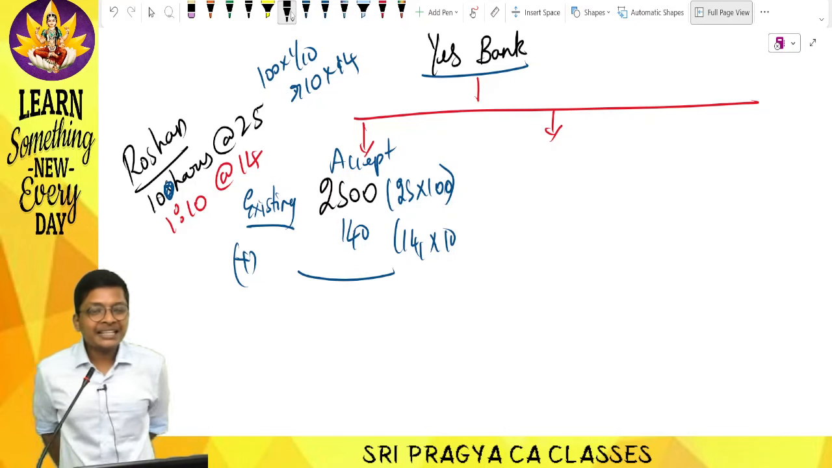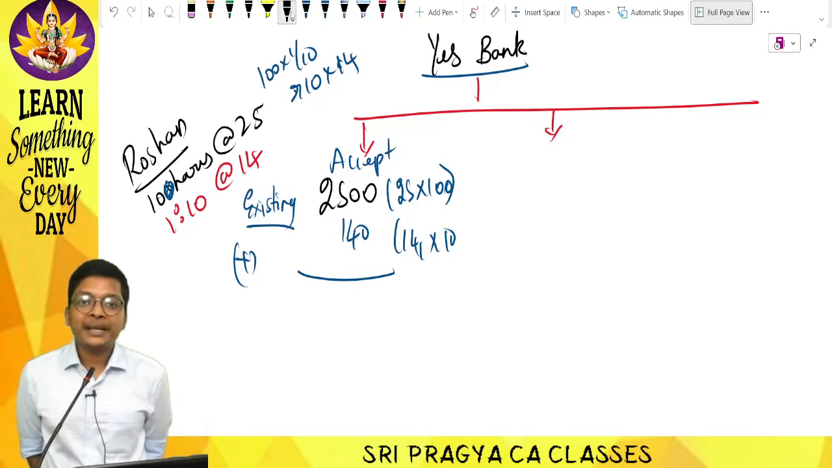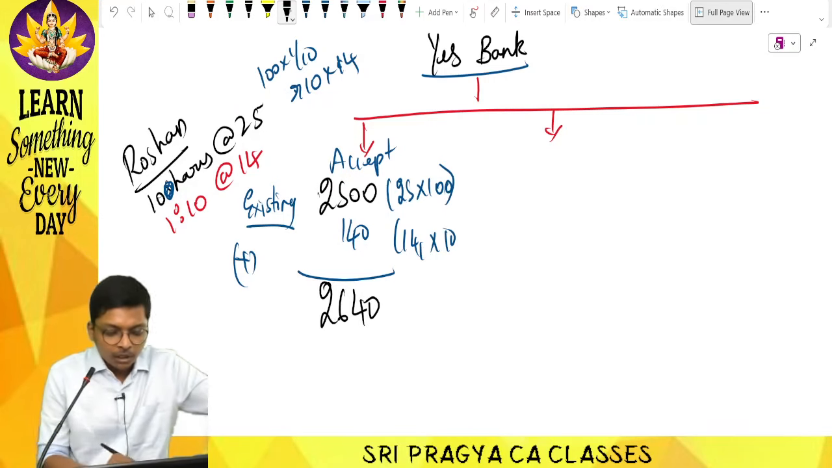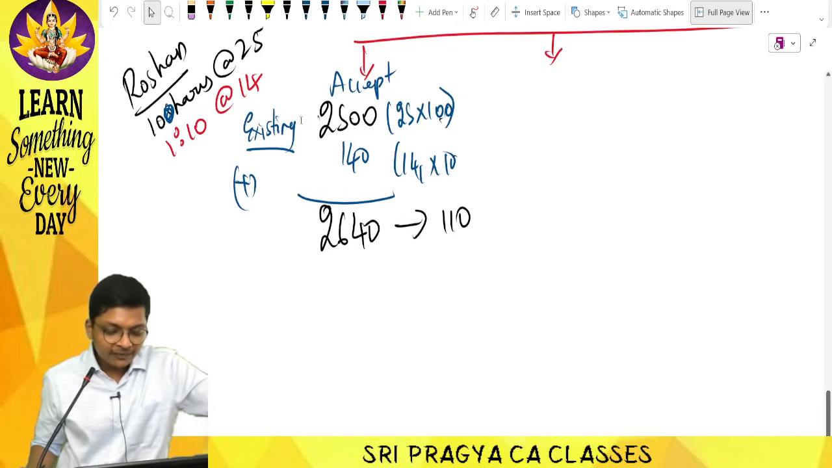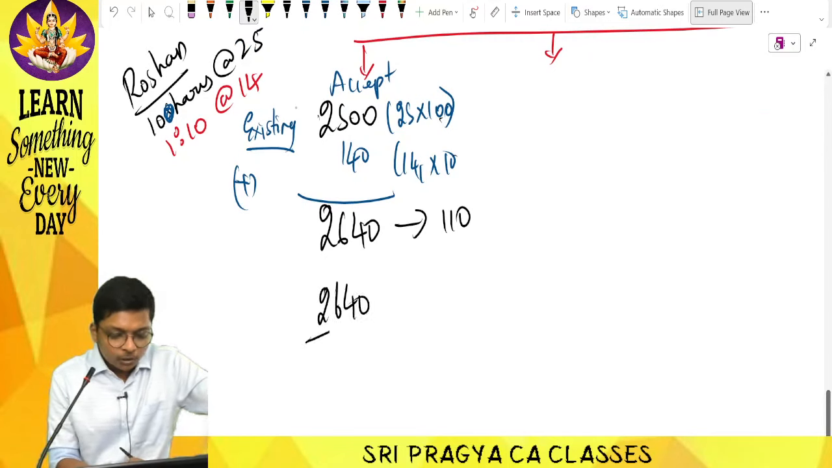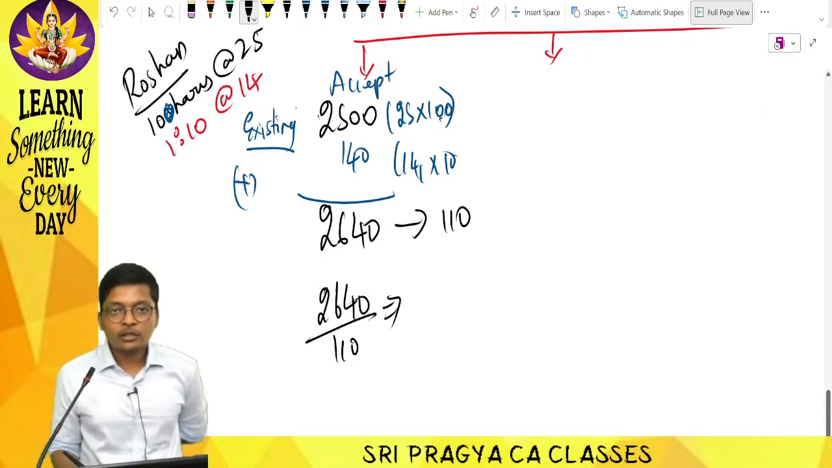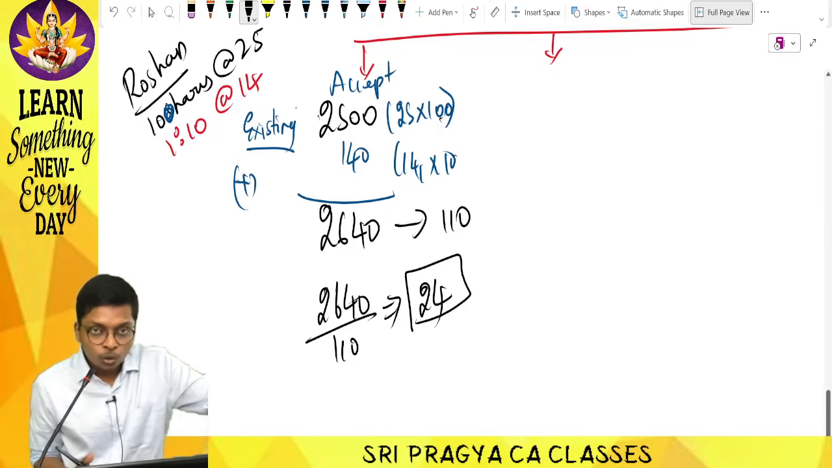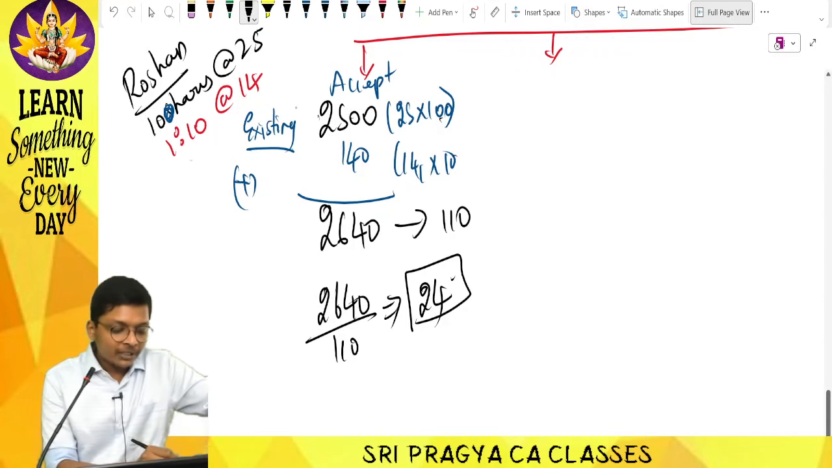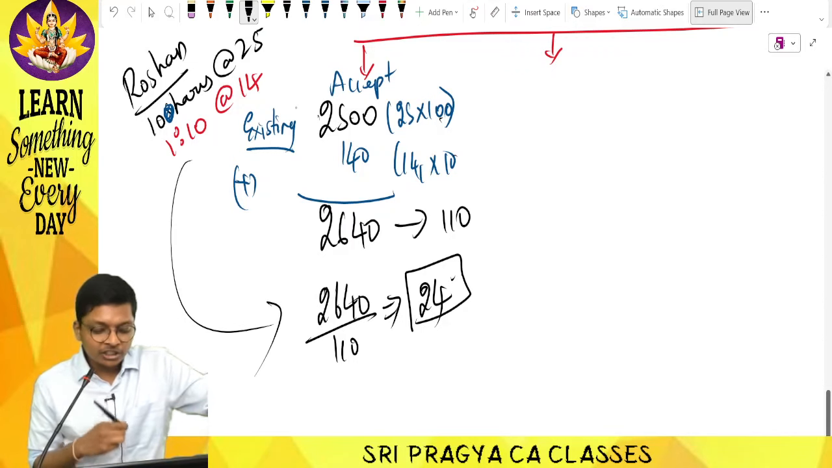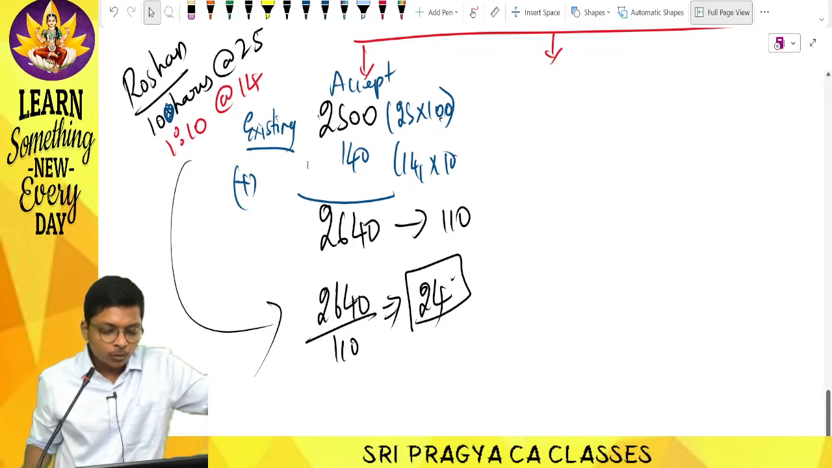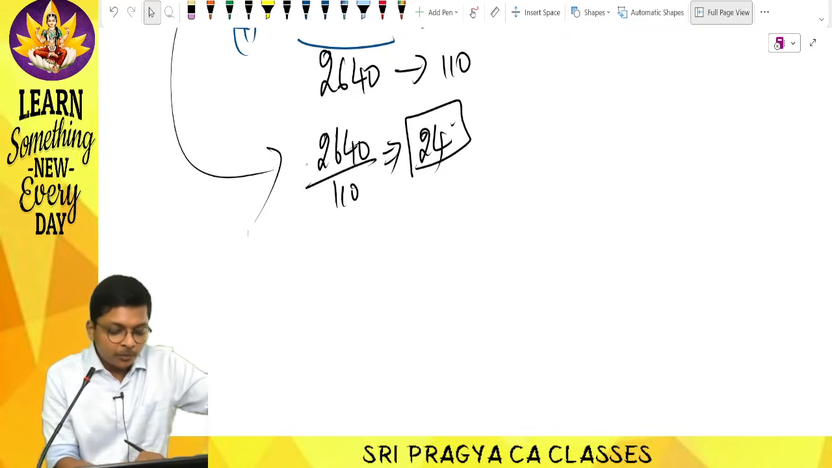Now what is the total investment that Roshan made in the company? Roshan totally invested 2640. For how many shares? 100 plus 10, 110 shares. So what is the per share value? 2640 divided by 110. We will end up with a share value of, no, 24 per share. So 25 has become 24 per share after rights issue in the market. Correct? How, sir? 24.